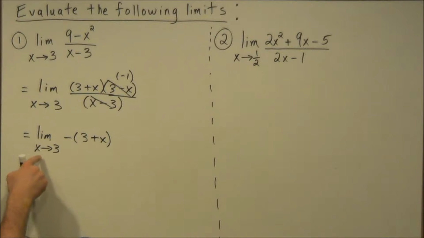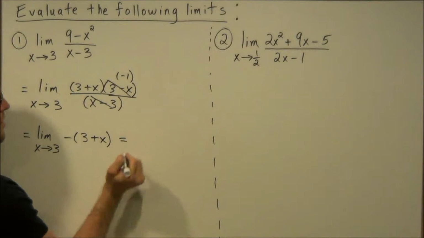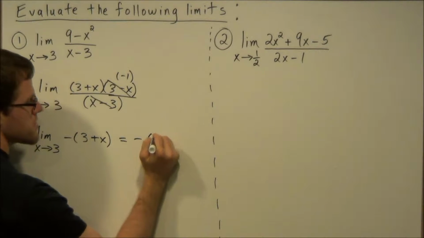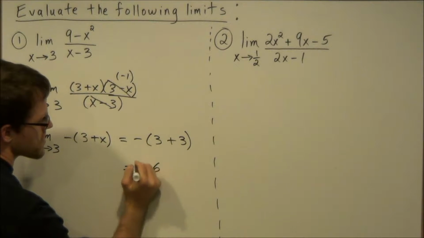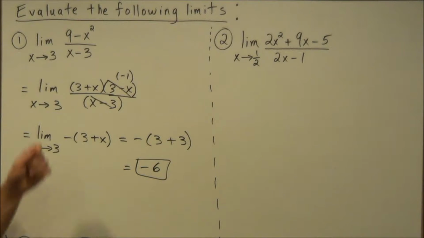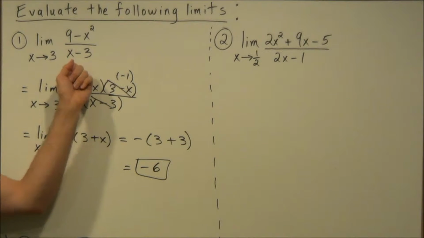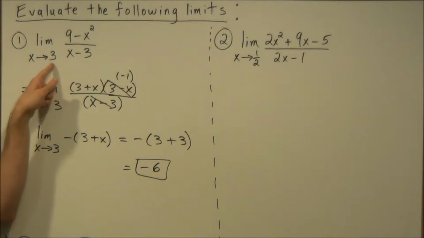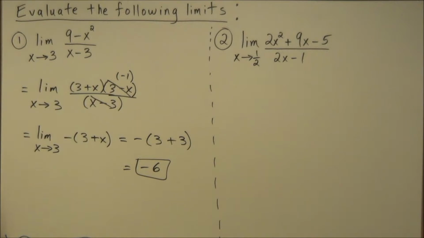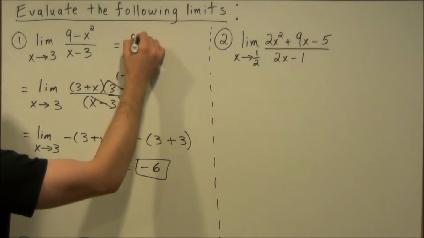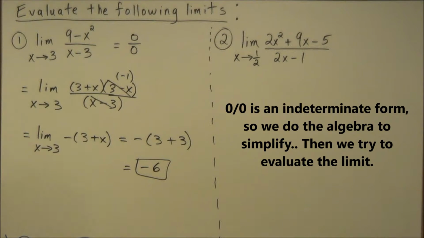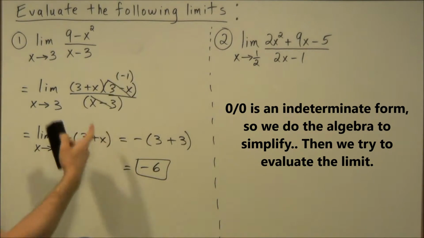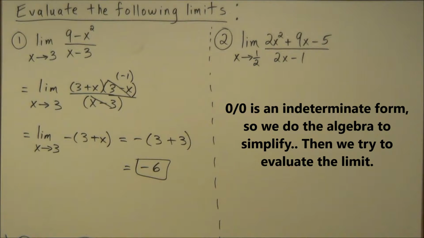Now all we have to do is just plug in x equals 3. So we have negative, parentheses, 3 plus 3. So it tells us our first limit is equal to negative 6. And just know, guys, for every limit problem, your first line of attack is to plug in the value x is approaching. But if we plug in 3 here, we're going to get 0 over 0, and that's why we have to do all this work. We have to do the algebra so that we could cancel a factor and then try plugging in again.